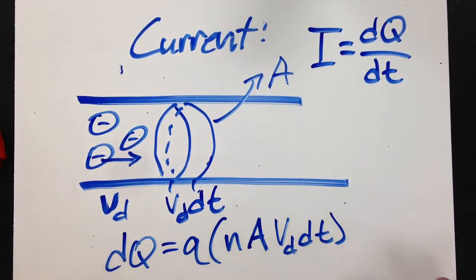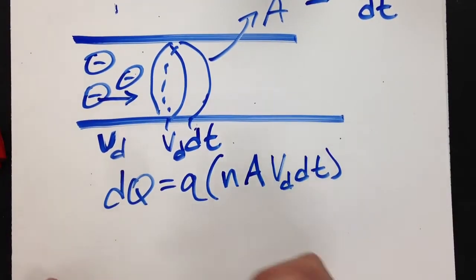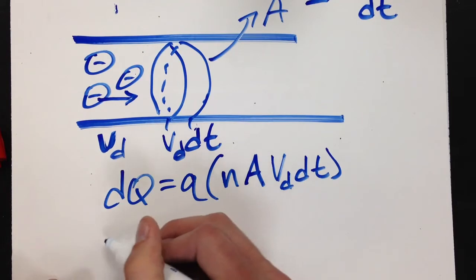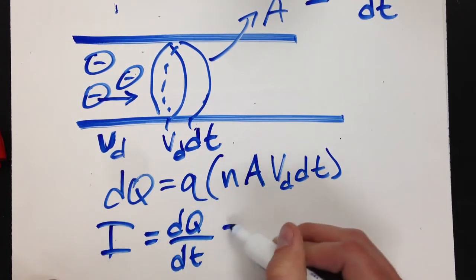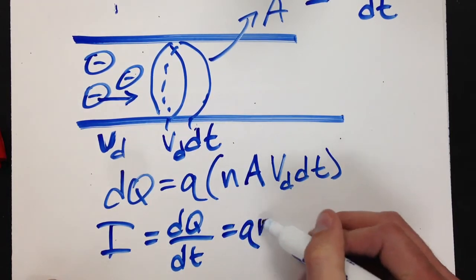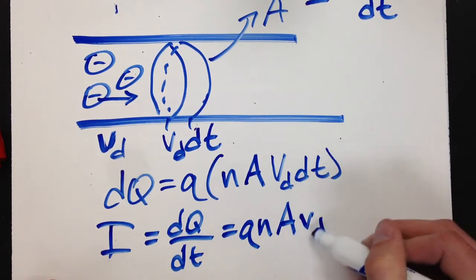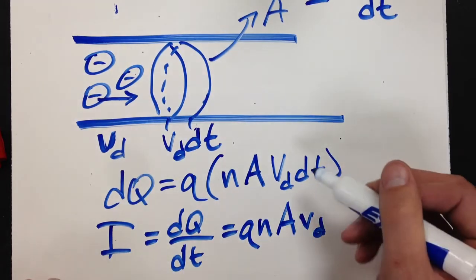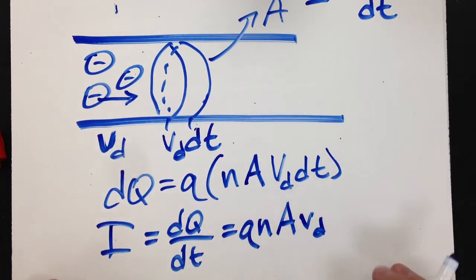So to get current, I equals dq over dt. So what I'm going to do is divide both sides by dt. I equals dq over dt, which equals the charge that I'm dealing with times how many charges there are times the area times Vd, because I divided dt to both sides. So this is the general definition of current.